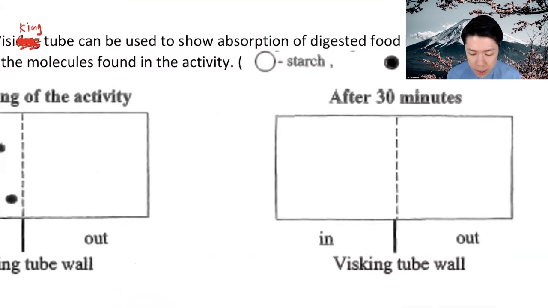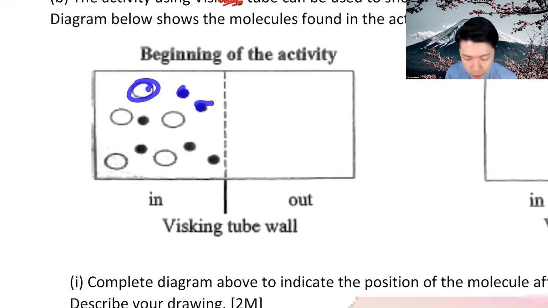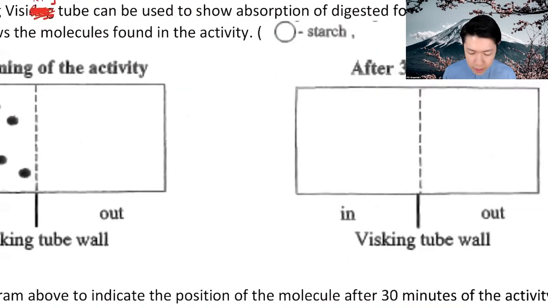You have to understand that starch is the complicated, complex sugar. Glucose is the simple sugar. First thing first, remember this. Starch is the bigger one in your mouth. In your stomach, it will digest into glucose, a smaller one, then absorbed by your body. So here shows an experiment of this bigger one and the smaller one. This is the wall of the whisking tube, or you could consider that as the wall of the small intestine. This is after 30 minutes.